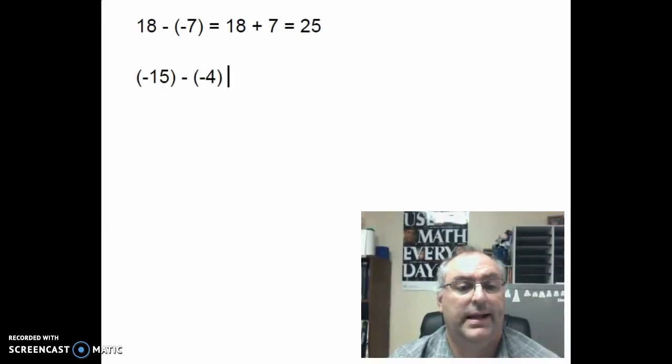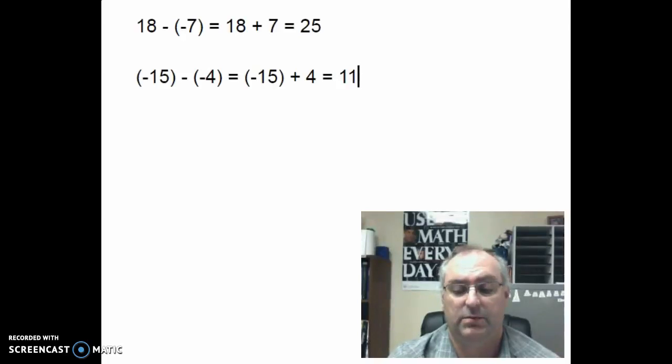Here's another one. Negative 15 subtract negative 4. So again, we're going to add the opposite. So this equals keep the negative 15, change the subtraction to addition, and change the negative 4 to a positive 4. Now we're going to follow the rules for addition. We have different signs, so we find the difference of the two numbers. 15 and 4 have a difference of 11. Now, we need to figure out which sign. The negative 15 has the larger absolute value, so our answer will also be negative.